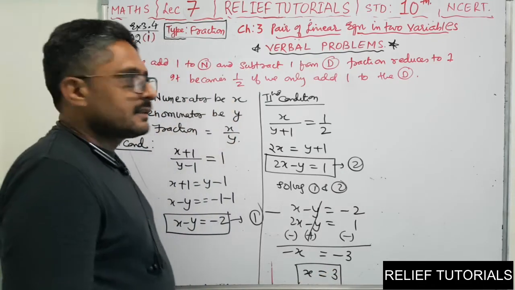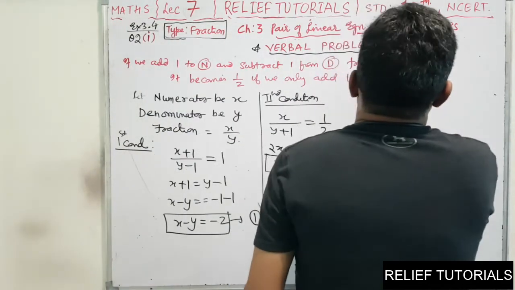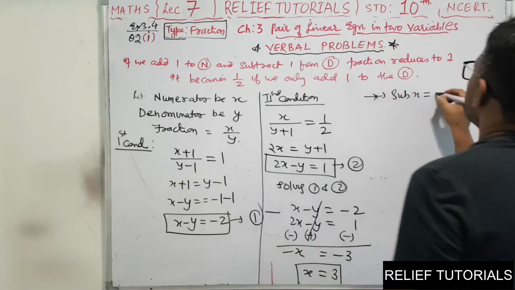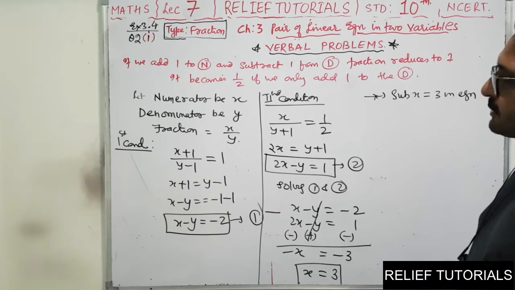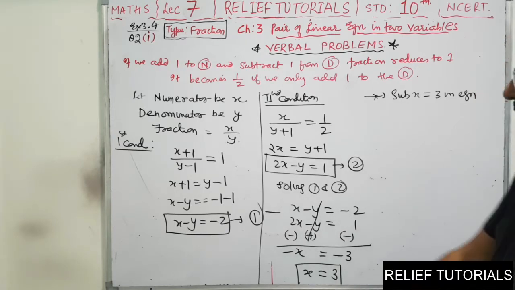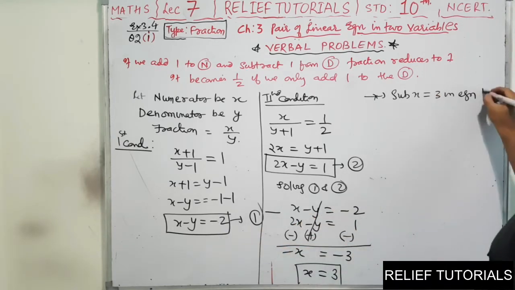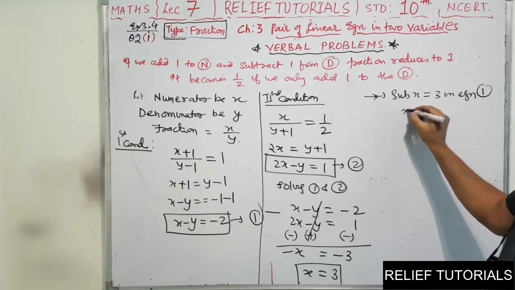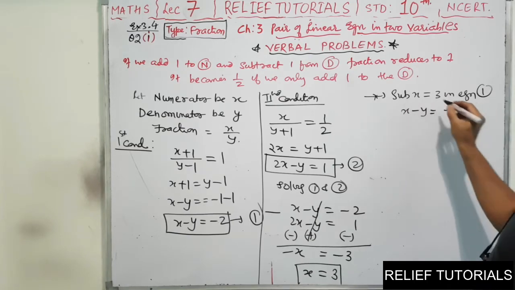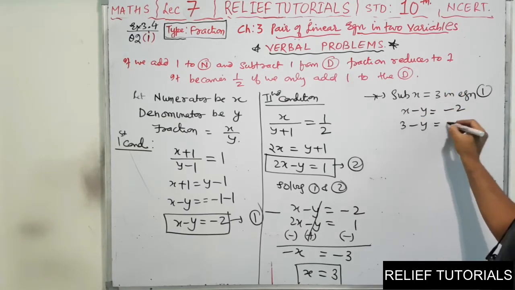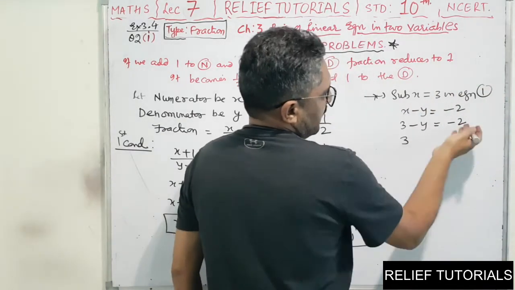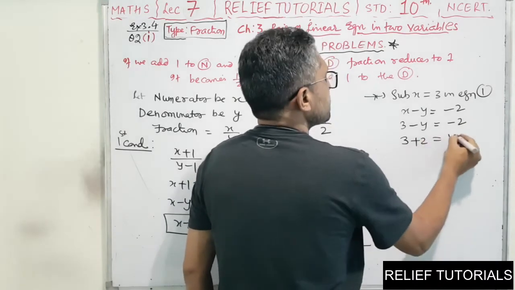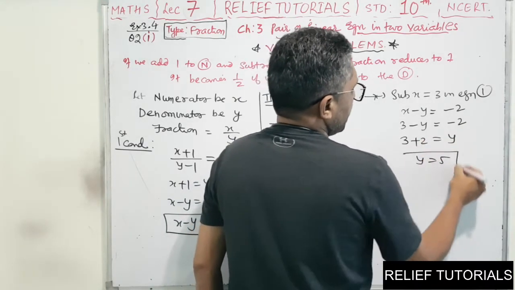So you got x. Now substitute x equal to 3 in the equation. We will substitute x equal to 3 in any of the equations. Which? Here I will substitute in equation 1. So now we have x minus y equal to minus 2. So x is 3, minus y equals minus 2. Clear? Minus y goes here. So 3 minus 2 come here. Plus 2 is equal to y. So y is equal to 5.